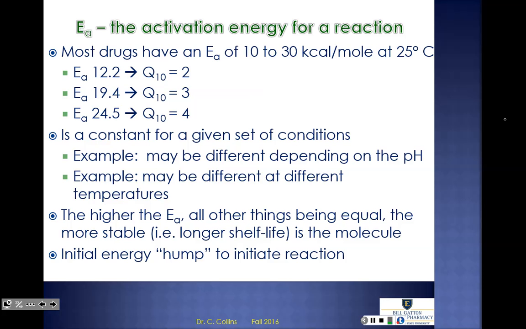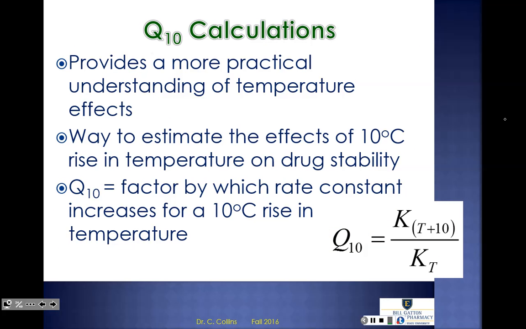This is the amount of energy needed to get that reaction really going. Q10 calculation is based upon sort of fractions of 10 degrees. So it's looked at in 10 degree little increments. So a way to estimate the effects of a 10 degrees C rise in temperature on drug stability. Similar concept to the Arrhenius relationship in that we're increasing the rate constant, and the rate constant only, as a result of increase in temperature. So we're aging it faster, if you will. That's what an accelerated study does.